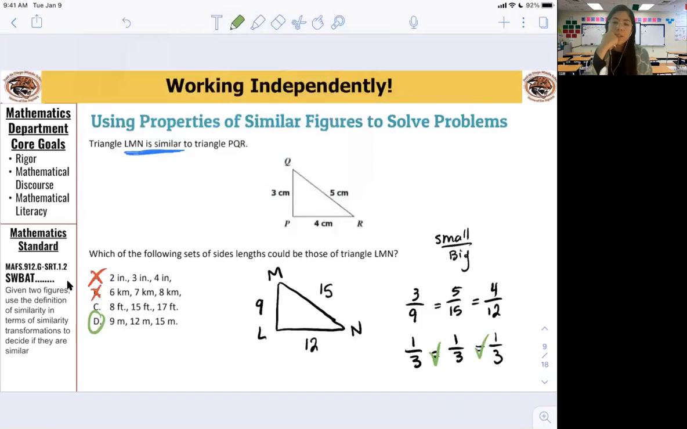How do we feel about this one? Questions on this one? This one was easier. Yeah, not too bad. All right, perfect.